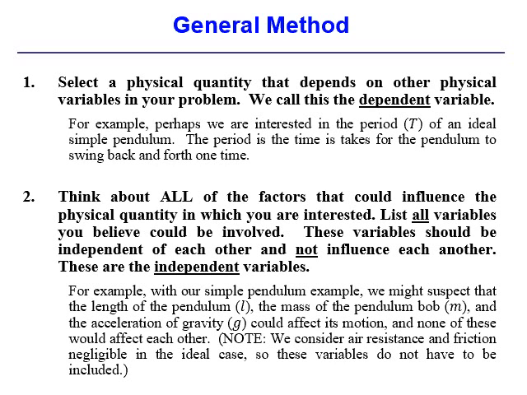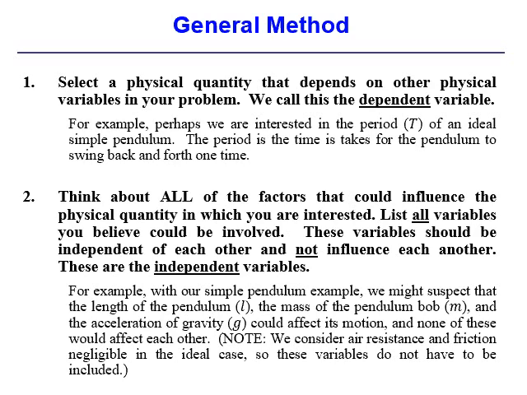So the first thing we do is identify the variable we're interested in. In this example that I'm using to guide you through this method, we're interested in the period, the time it takes for a pendulum to swing back and forth. The second step is we need to think about all of the factors that could influence the physical quantity in which we're interested. We want to list all the variables we believe could be involved. These variables should be independent of each other. That is, they should not influence each other.